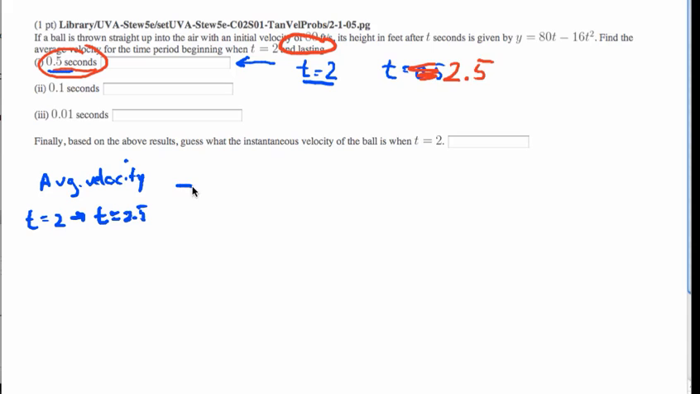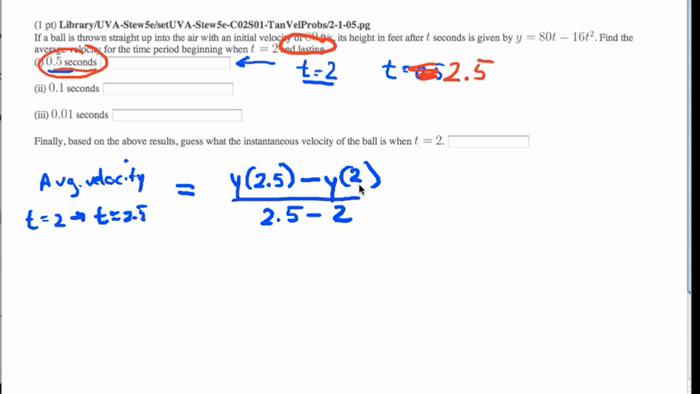Okay, so my average velocity from time equals 2 to time equals 2.5, just like we saw in class, would be the position at the ending time minus the position at the starting time, divided by the ending time minus the starting time. Again, we're looking at an interval of time that begins at time equals 2 and lasts for 0.5 seconds. Okay, so these two here.